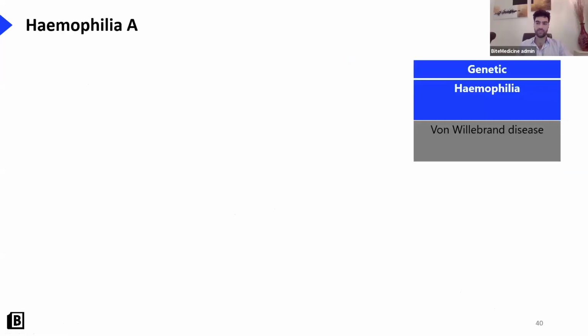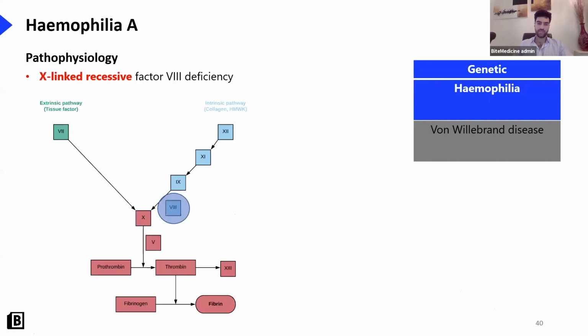Let's look at haemophilia first. So haemophilia A, X-linked recessive factor 8 deficiency. So factor 8, remember, is part of the intrinsic pathway. It complexes with factor 9 to activate factor 10, which then goes on to convert prothrombin to thrombin and eventually fibrinogen to fibrin.